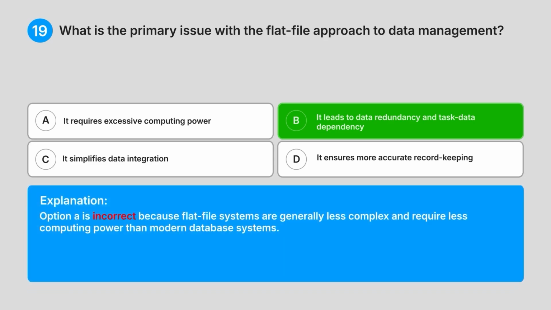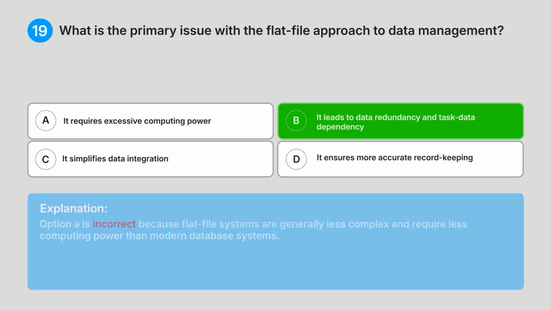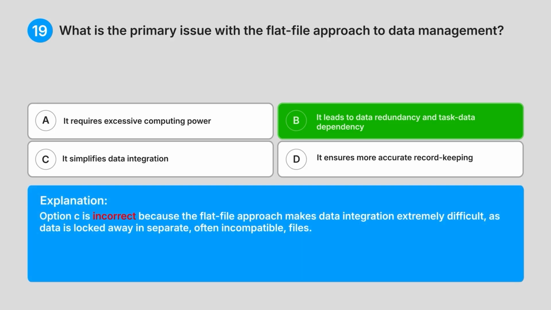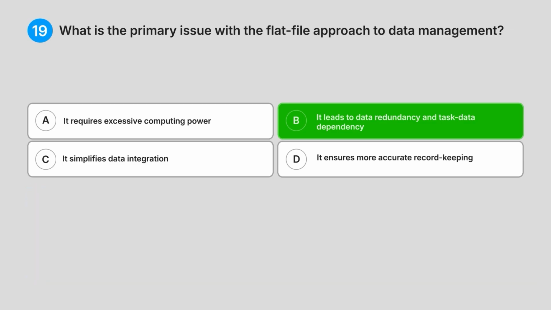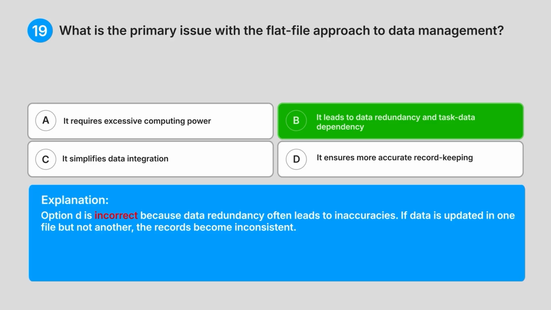Option A is incorrect because flat file systems are generally less complex and require less computing power than modern database systems. Option C is incorrect because the flat file approach makes data integration extremely difficult, as data is locked away in separate, often incompatible files. Option D is incorrect because data redundancy often leads to inaccuracies. If data is updated in one file but not another, the records become inconsistent.